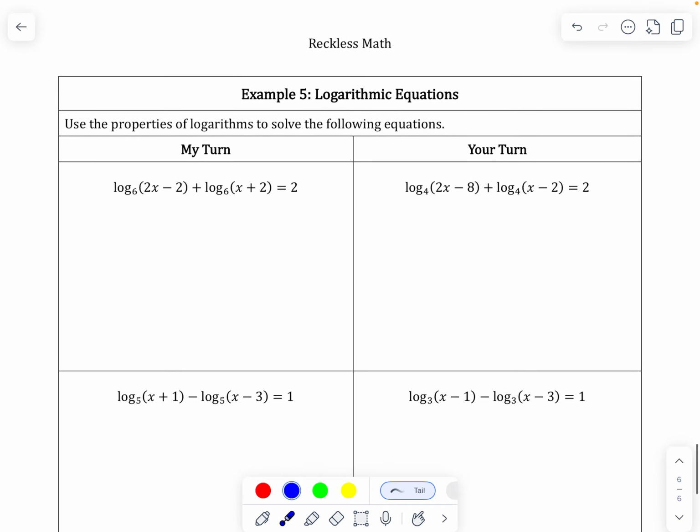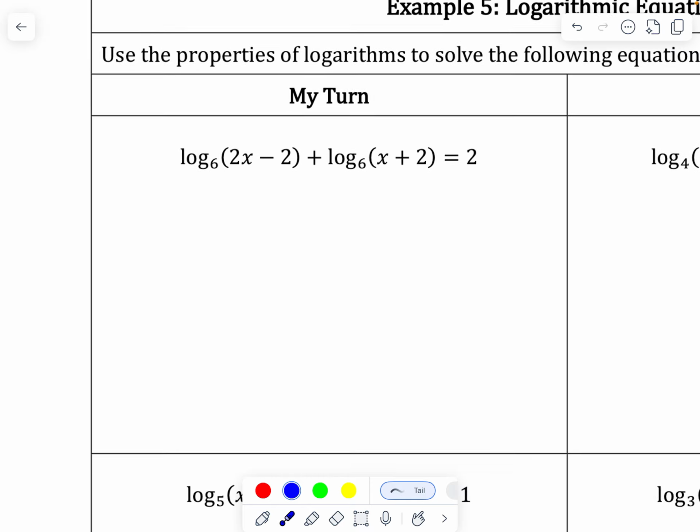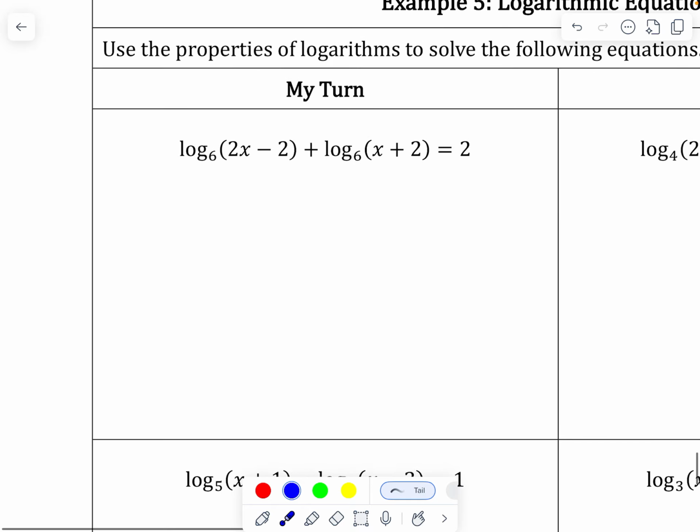Example 5, logarithmic equations. Use the properties of logarithms to solve the following equations. So good. We're just going to give you a little taste of this. There's a lot more you could do, but we'll keep it simple for now. Here we have addition outside the logarithm. By now, you should be like, oh, I need to multiply inside the logarithm. Yes, you're correct. That is exactly what you need to do.